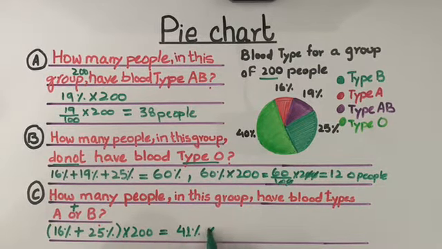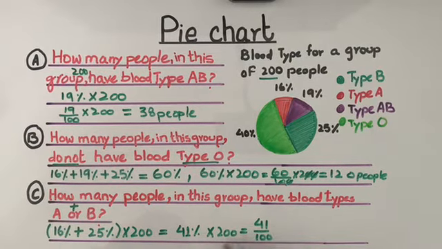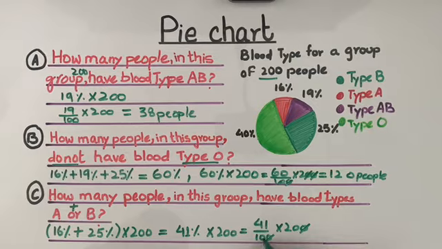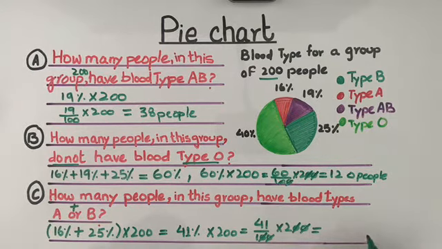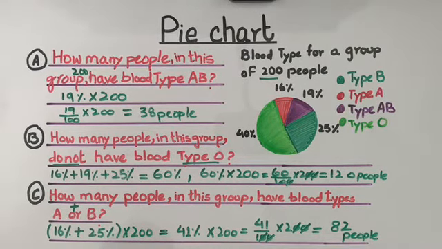41% times 200. So 41 divided by percent means divided by 100. 41 divided by 100 times 200, and when I'll solve it, I have 2 zeros in the denominator and 2 zeros in the numerator. I'm going to cut these zeros, and 41 times 2 means 2 times 1 is 2 and 2 times 4 is 8. It's 82 people out of 200 people have blood types A or B.